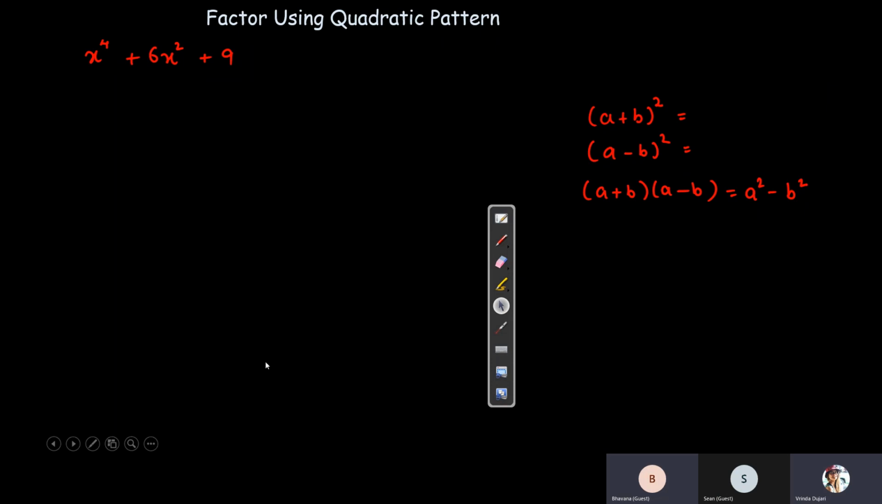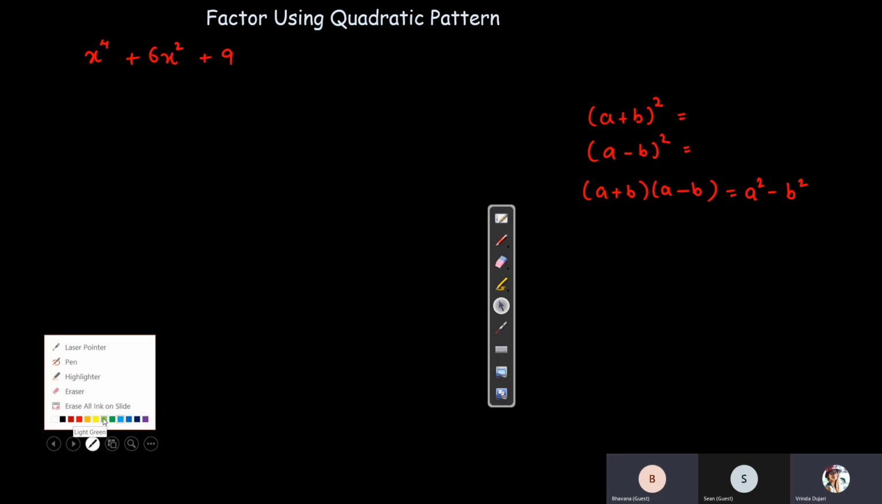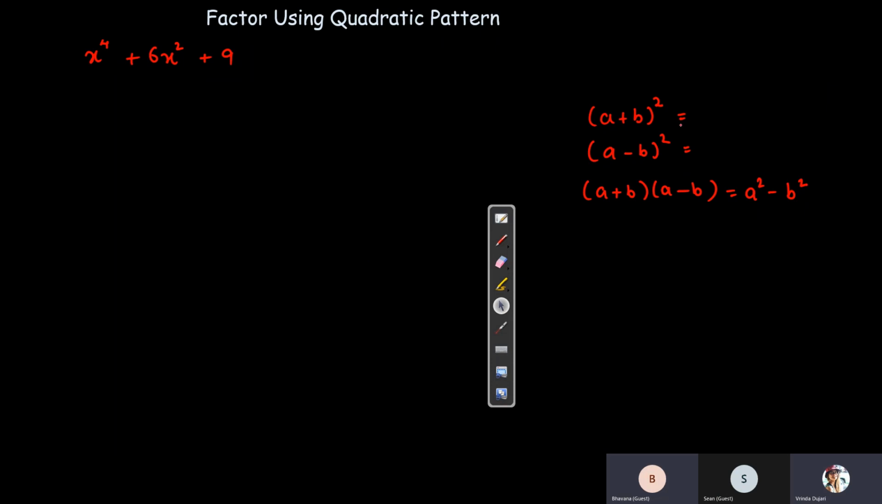So I think for a plus b whole squared, it's a squared plus 2ab plus b squared. And then for a minus b whole squared, it's a squared minus 2ab minus b squared? Or is it still plus b squared? I think it's still plus b squared. Yeah, the only sign will change for the 2ab term. Plus b squared will remain the same.